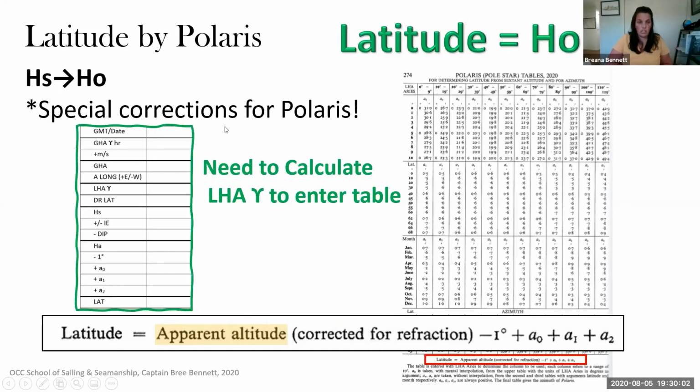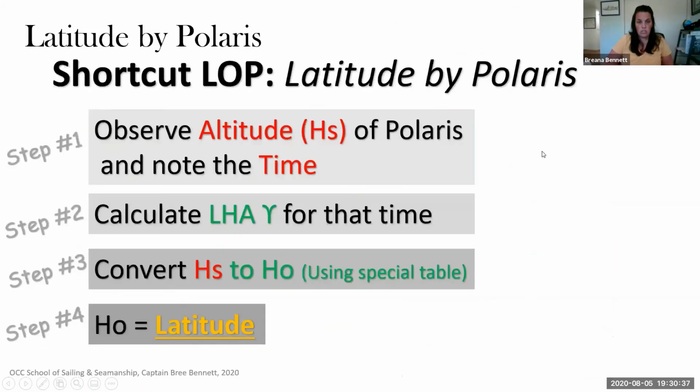So I have a sight reduction form specifically for latitude by Polaris. It's on the Google Classroom. So I have specifically your GMT, and then you only get GHA of Aries, convert it to LHA of Aries, DR latitude, and then your HS to HA is typically what we've been doing. And then our HA to latitude is going to be a little bit different. So we can go with our steps.